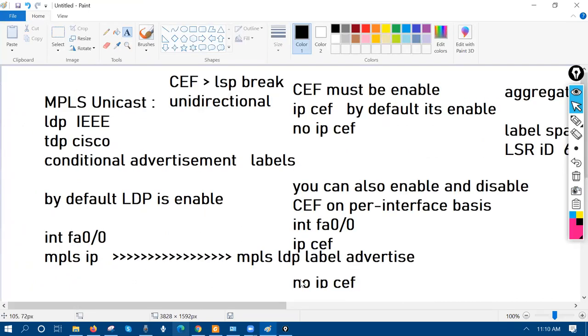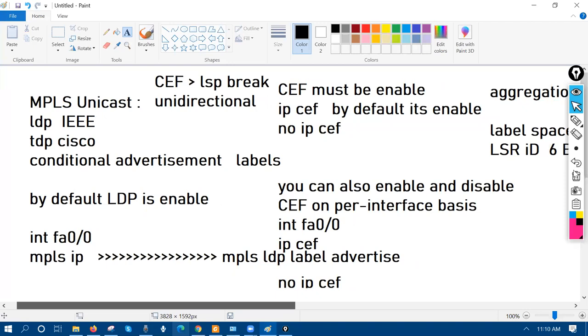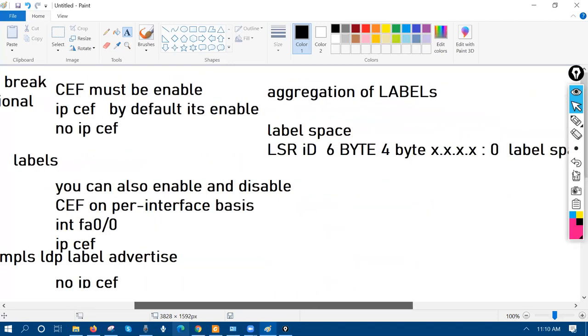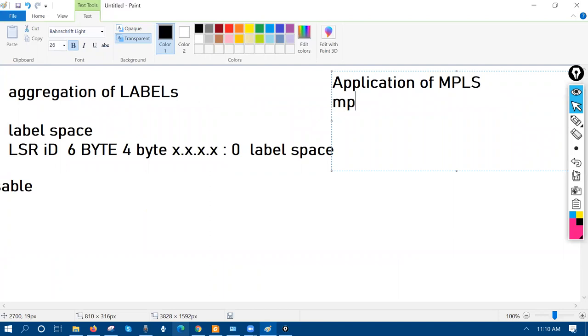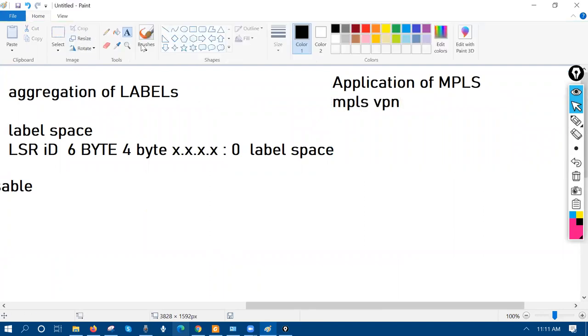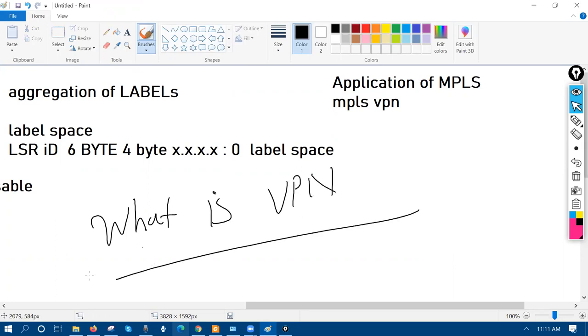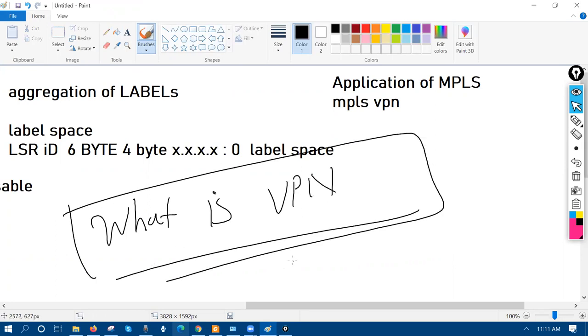Okay, so another application of MPLS is MPLS VRF. The question again comes up: what is VPN? We are going to make a private connectivity over the public network. So MPLS allows you to make a VPN connection between two sites.